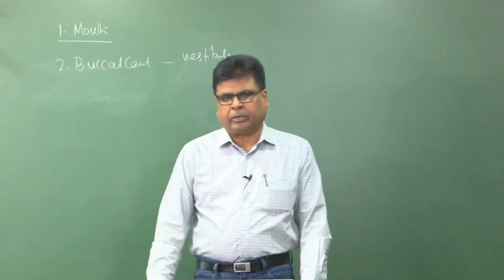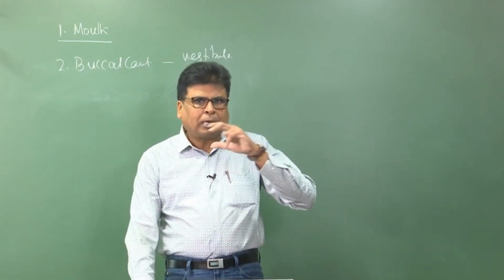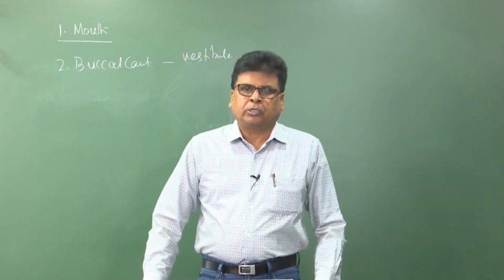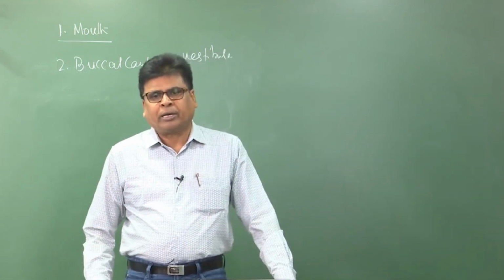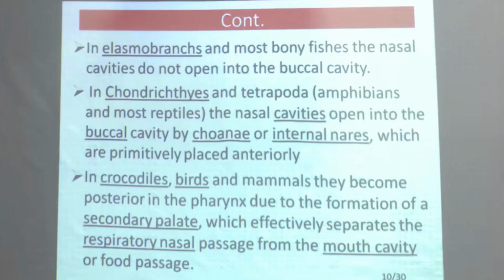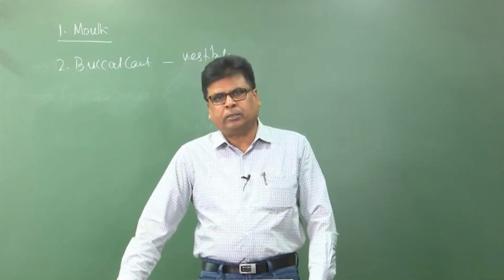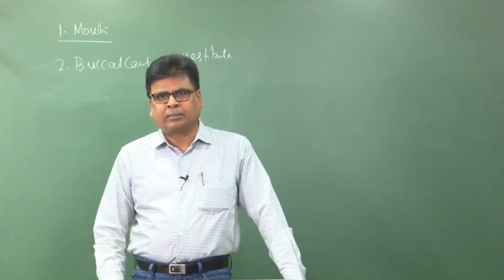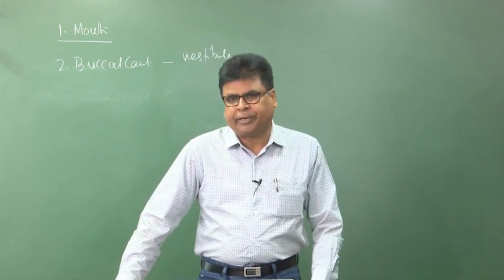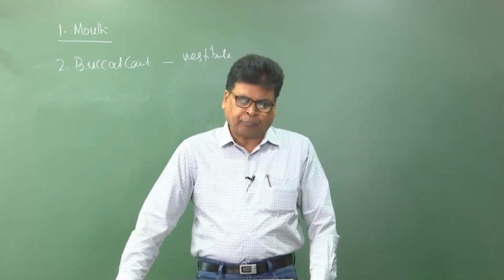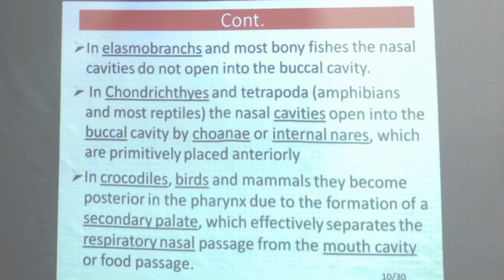Now come to the second point. Now we shall see what type of buccal cavity is present in different tetrapods. First you come to the elasmobranch or cartilaginous fish. In cartilaginous fish, or elasmobranchs, and most of the bony fishes also, the nasal cavities do not open into the buccal cavity. So the nasal cavity is separated from the buccal cavity.